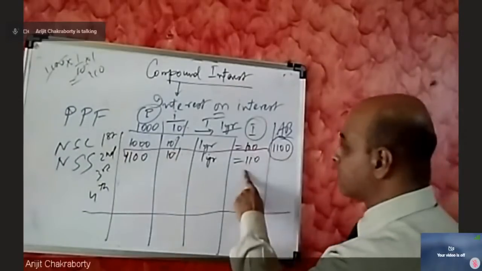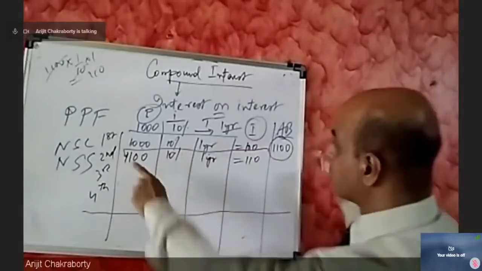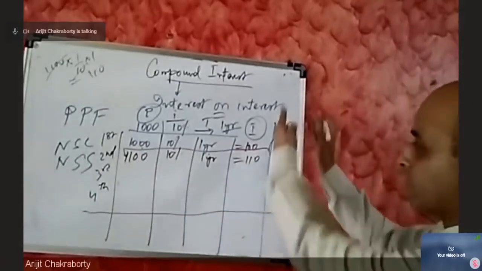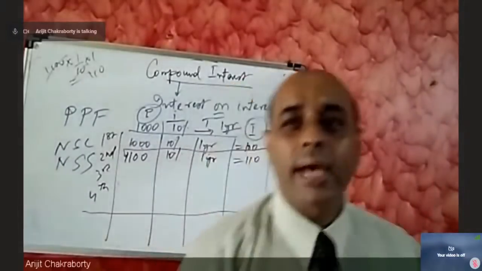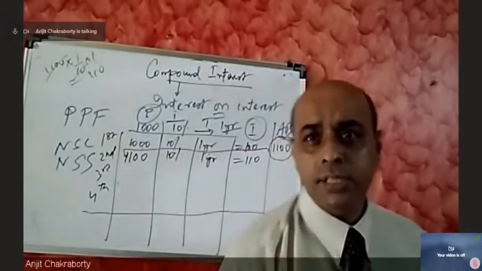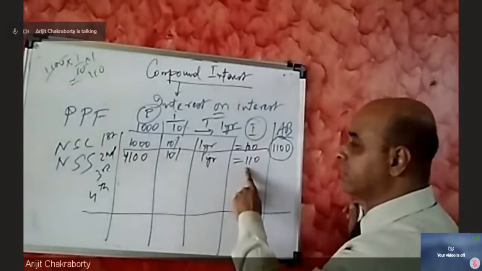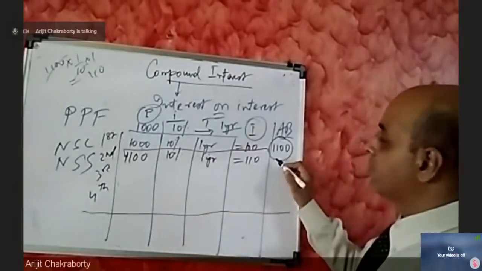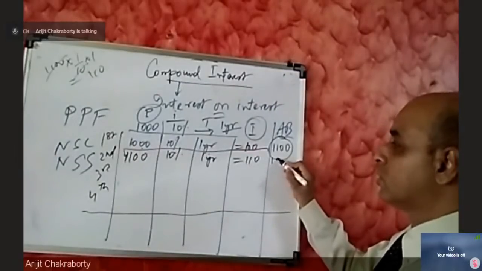Okay. This 110 rupees again gets added to my principal because I want to find out this column, that is accumulated balance, right? And we know that accumulated balance is principal plus interest. Principal is 1100 and my interest is 110. So my accumulated balance becomes 1210.